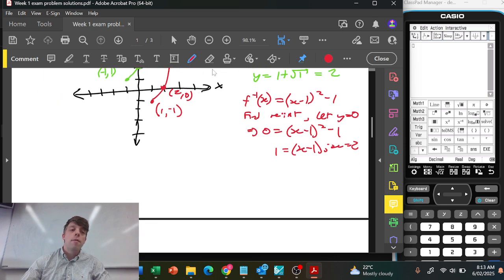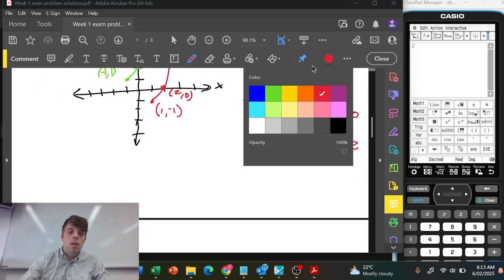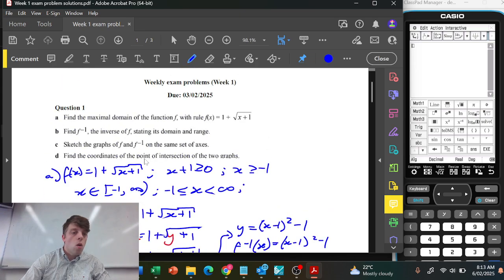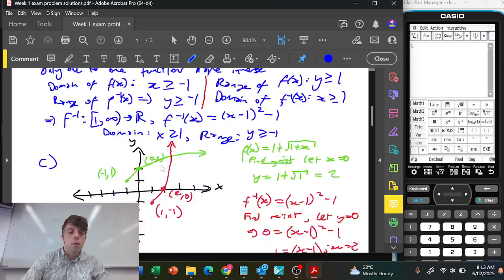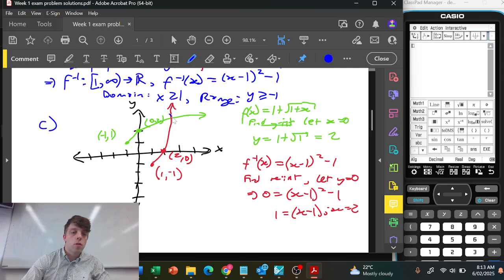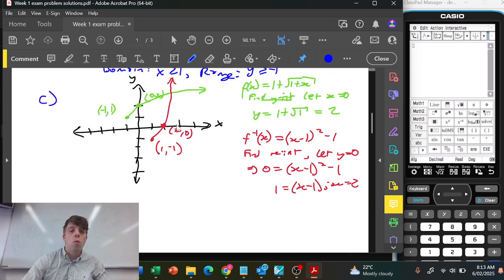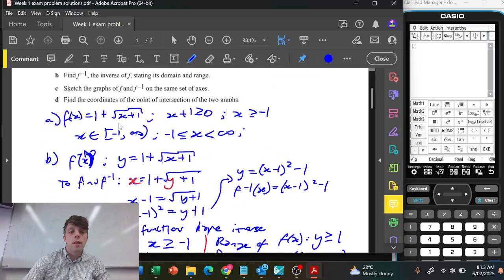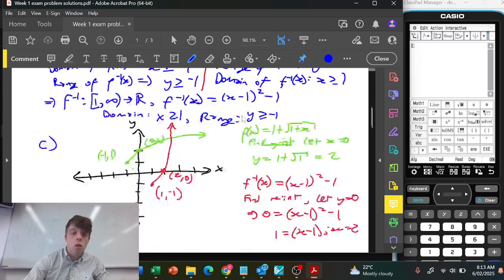All right. Finally, what do we do for part D? So part D asks us, what are the coordinates of the point of intersection between the two graphs? So where do the two graphs overlap each other? The coordinates of this point over here. Whenever you're asked to find the coordinates of the point of intersection, essentially all you have to do is make the two equations equal each other and solve.